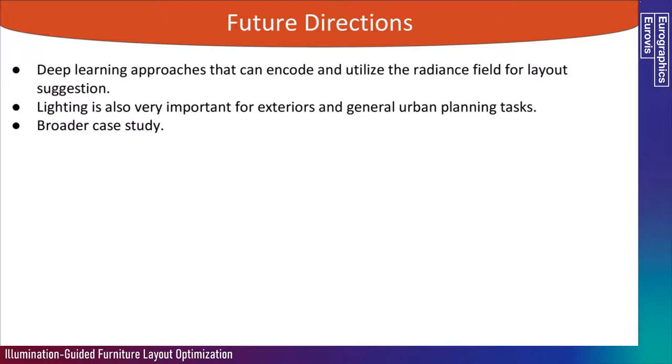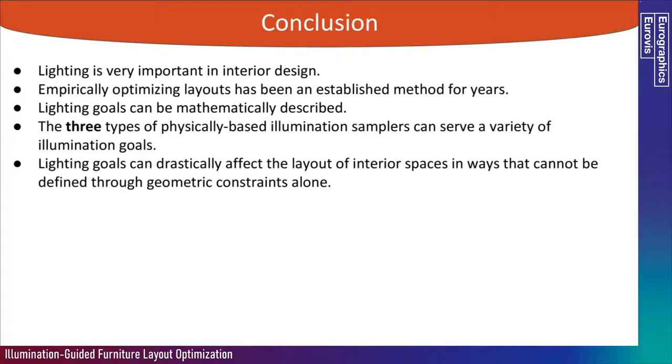In conclusion, we showed the importance of lighting goals in interior design. Professionals have been hand-optimizing the layout, but since lighting goals can be explicitly described mathematically, we are able to incorporate them in an automatic system for layout suggestions. The three types of physically based illumination samplers we introduced to the layout problem can serve a variety of illumination goals, which can drastically affect the layout of interior spaces in ways that cannot be defined through other constraints.